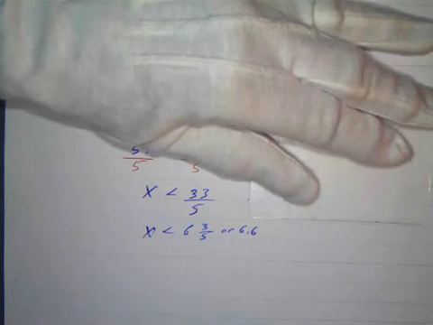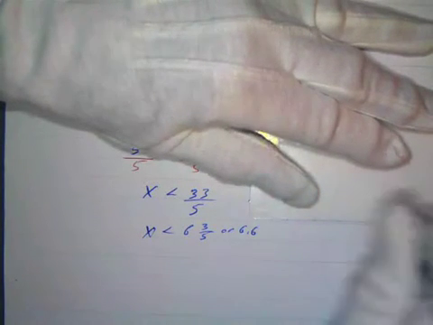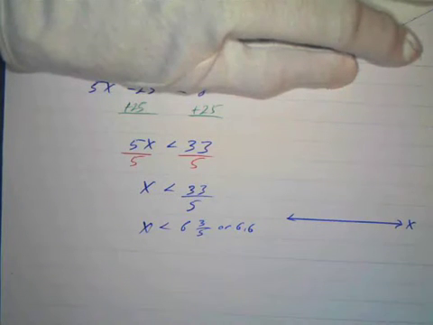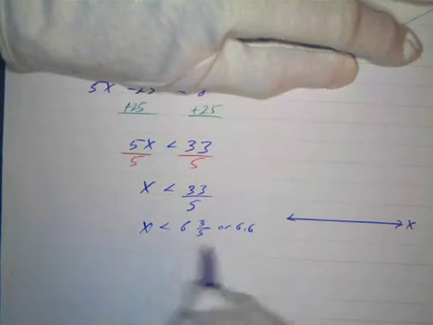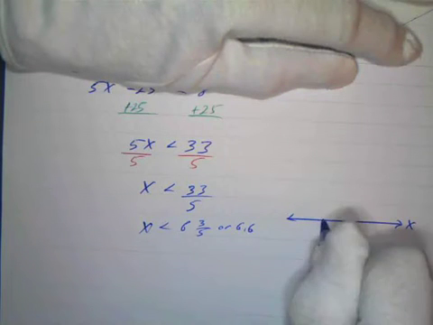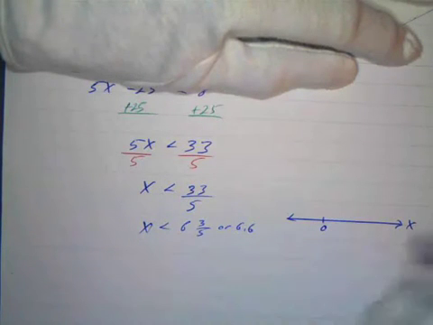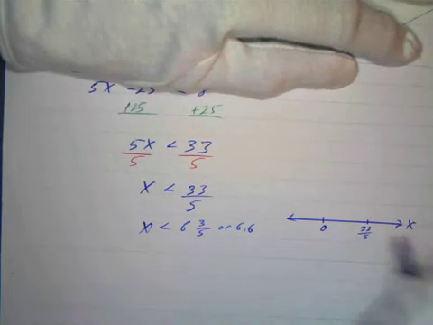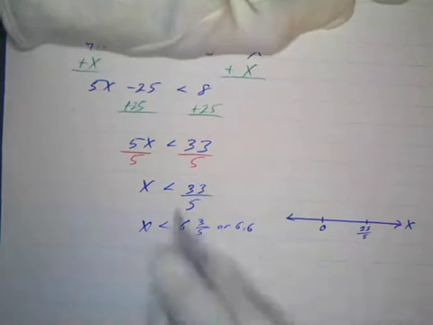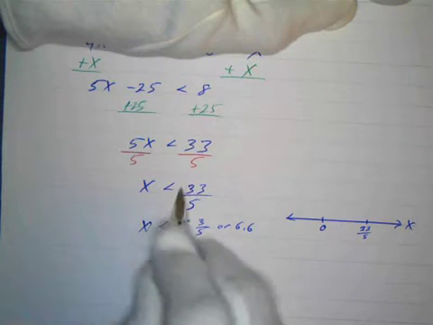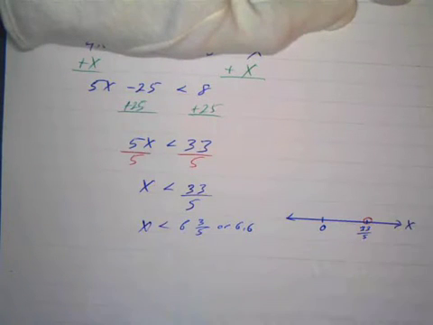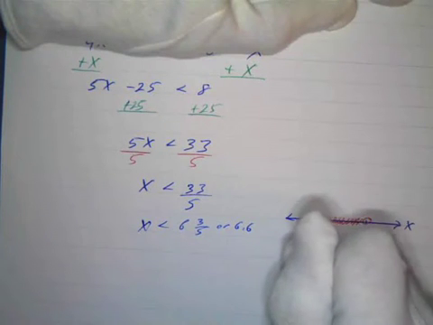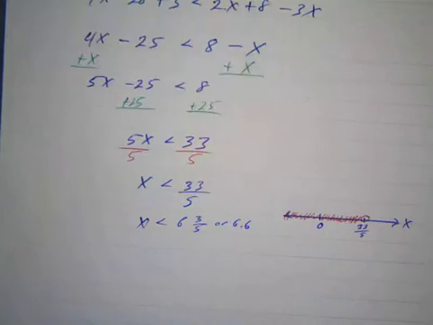So I'll draw my number line over here. Put my x. This is going to be to the left, but this is going to be over to the right of 0, so I'll put my 0 over here. And I know that 33/5 is to the right of 0, so I can put it over here, and I can leave it as 33/5, or 6.6. And it's going to be to the left. It's going to be open, so I'll have a circle there, and then I just shade to the left. So there you go.